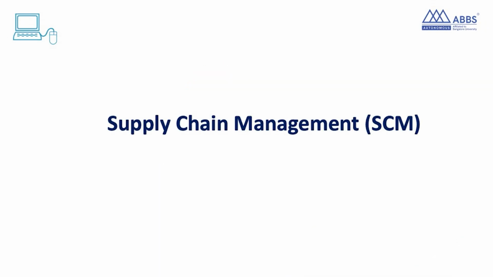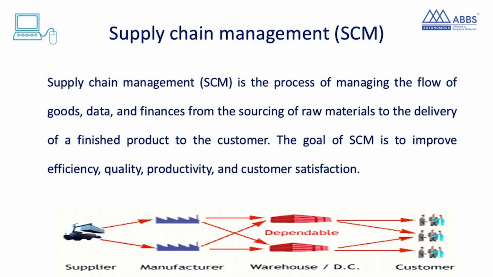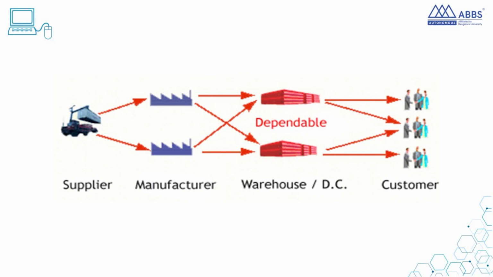Now, let's move on to supply chain management. Supply chain management is the process of managing the flow of goods, data and finances from the sourcing of raw materials to delivery of finished product to a customer. The goal of supply chain management is to improve efficiency, quality, productivity and customer satisfaction. Now, we just understood supply chain management activity is everything from procuring raw material to delivering the finished product to the end user or customer.